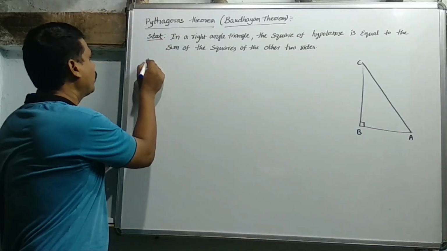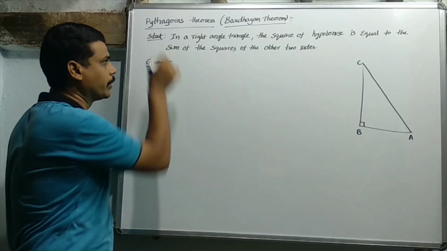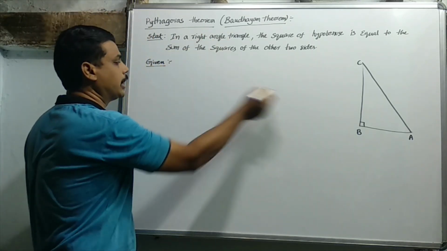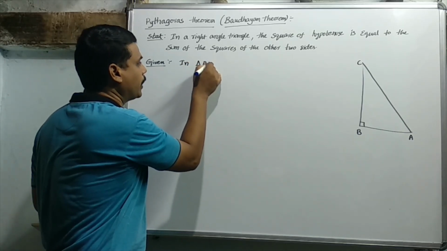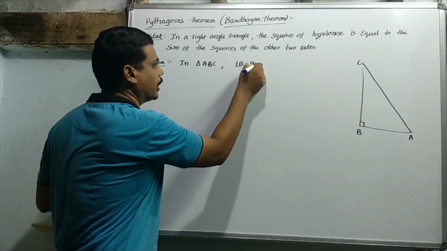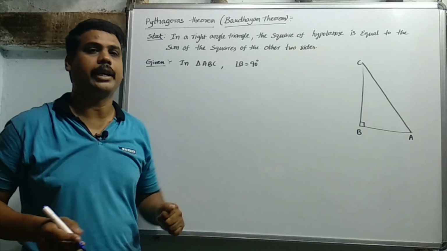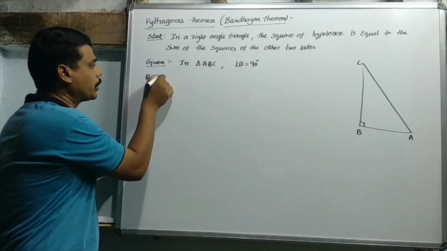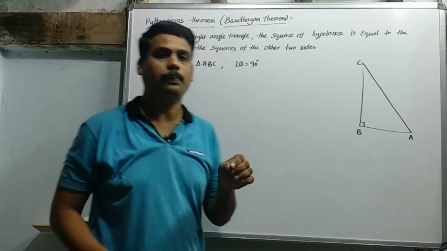Okay, let us take what is given. In a right angle triangle, only a right angle triangle is given. Let us take triangle ABC, where I have taken angle B equal to 90 degrees. Then we clearly say that this triangle is a right angle triangle. Now what is required to prove? RTP stands for required to prove.